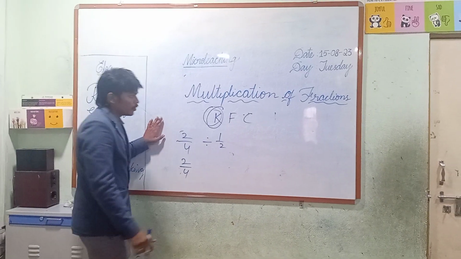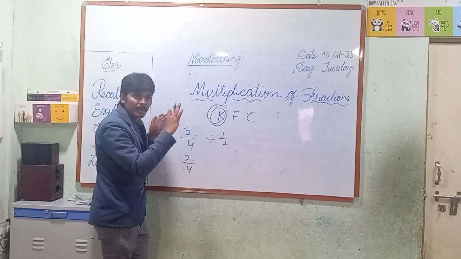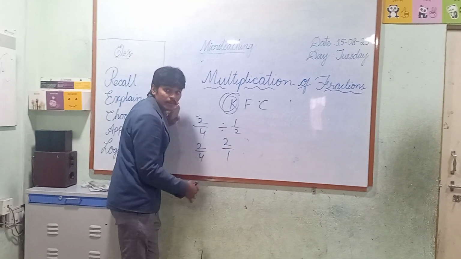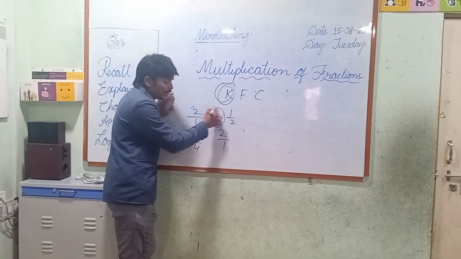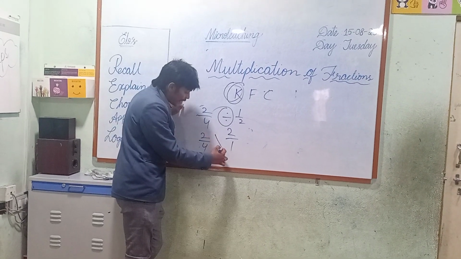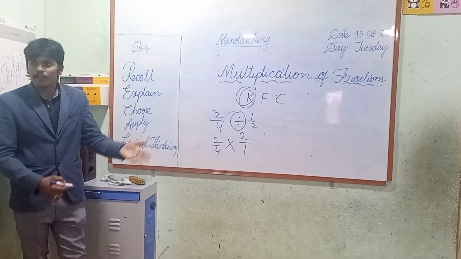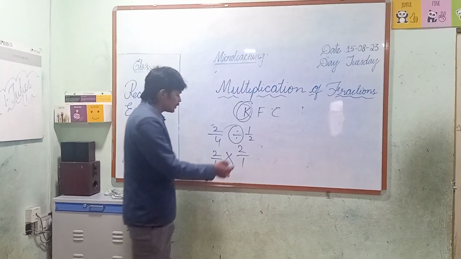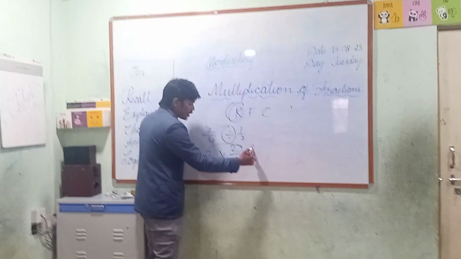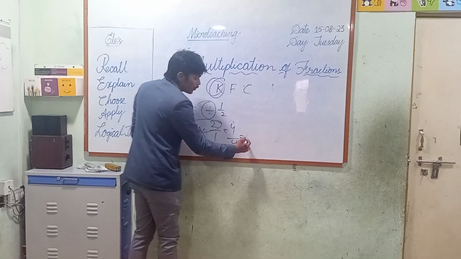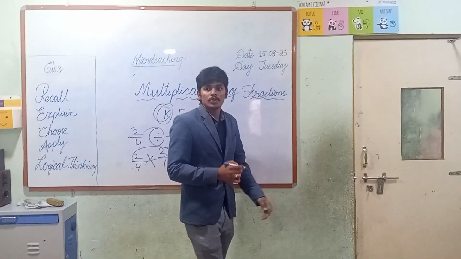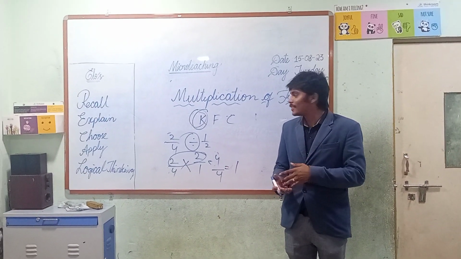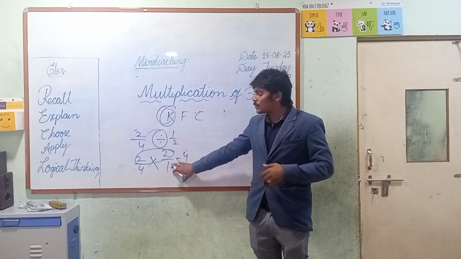And next, the fraction should be reversed. That means 1 by 2 will become 2 by 1. It will be shuffled. And here we already have division, no? It should be converted into multiplication. We already know that when we do multiplication, we multiply numerator with numerator and denominator with denominator. That's the same thing we have to do here. So 2 2s are 4, 4 1s are 4. 4 by 4 is equal to 1. So by using this KFC process, not eating chicken nuggets or whatever, we can solve this.